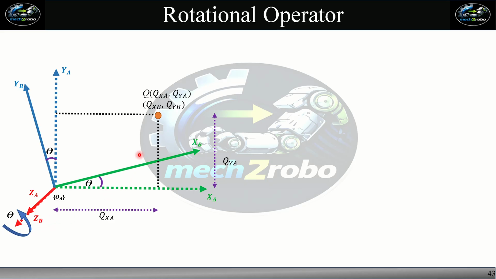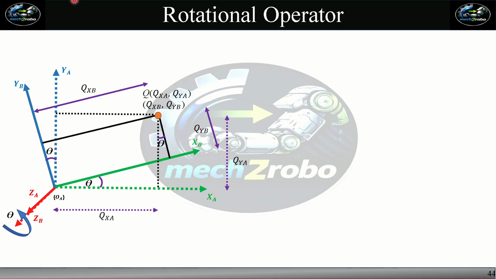But the components of this point in frame B are different from the components defined in frame A, and these different components are QXB and QYB. But the location of this point in space remains constant. Just its expression in frame B is different from the expression in frame A.